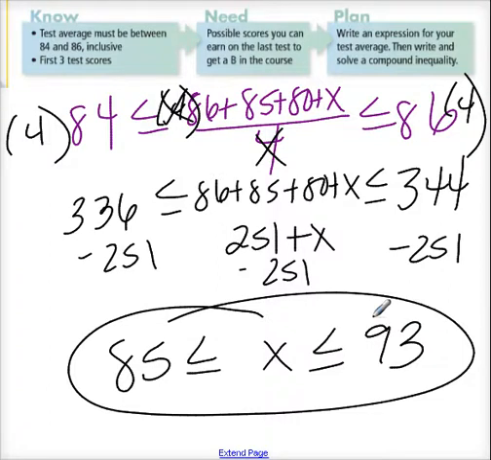So go back and watch that example if that didn't make sense to you. I believe a problem like this is in your lesson check.